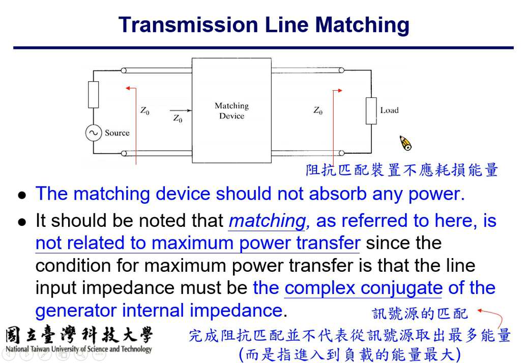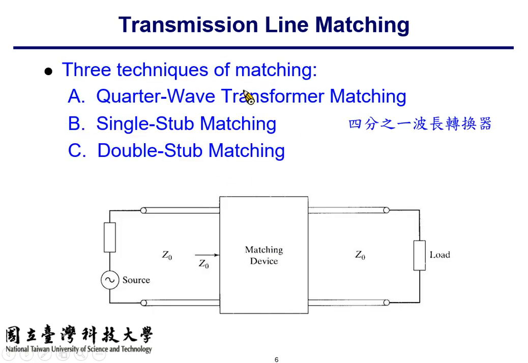It hopes to change the input impedance of the transmission line with a certain termination to become the same as the characteristic impedance of the line. So if you can accomplish impedance matching, the direct implication is you can have maximum power delivered to the load, provided that this is a lossless transmission line system. Okay, and usually you can apply a complex conjugate of the generator internal impedance to accomplish that maximum power delivery.